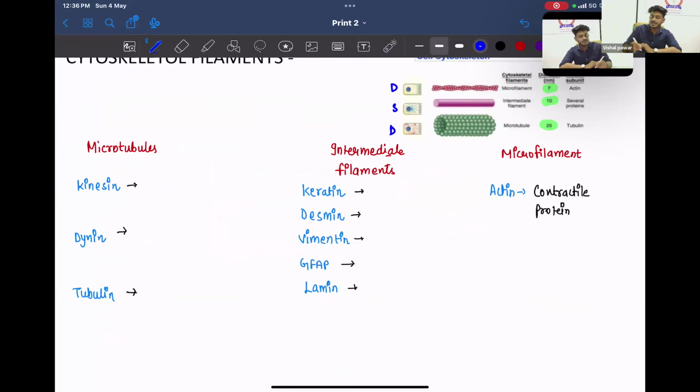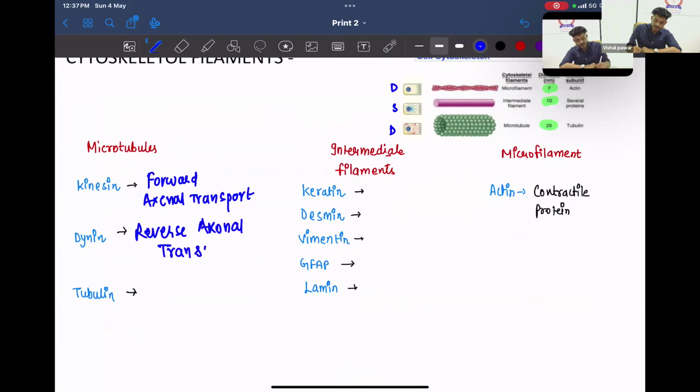What are the examples? First one is kinesin. Kinesin is responsible for what? It is responsible for forward axonal transport. Whereas dynein is responsible for reverse axonal transport. And tubulin is responsible for cell division.